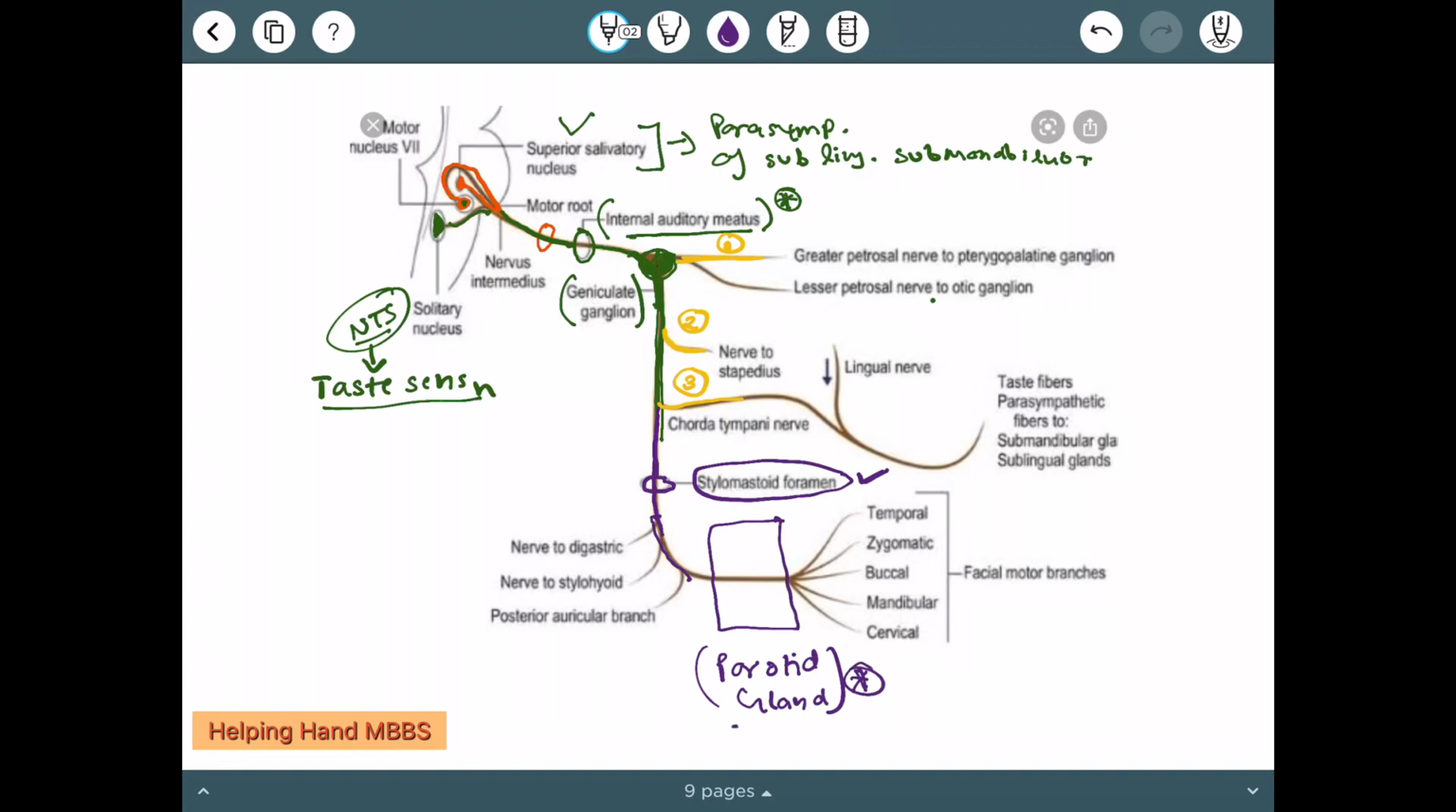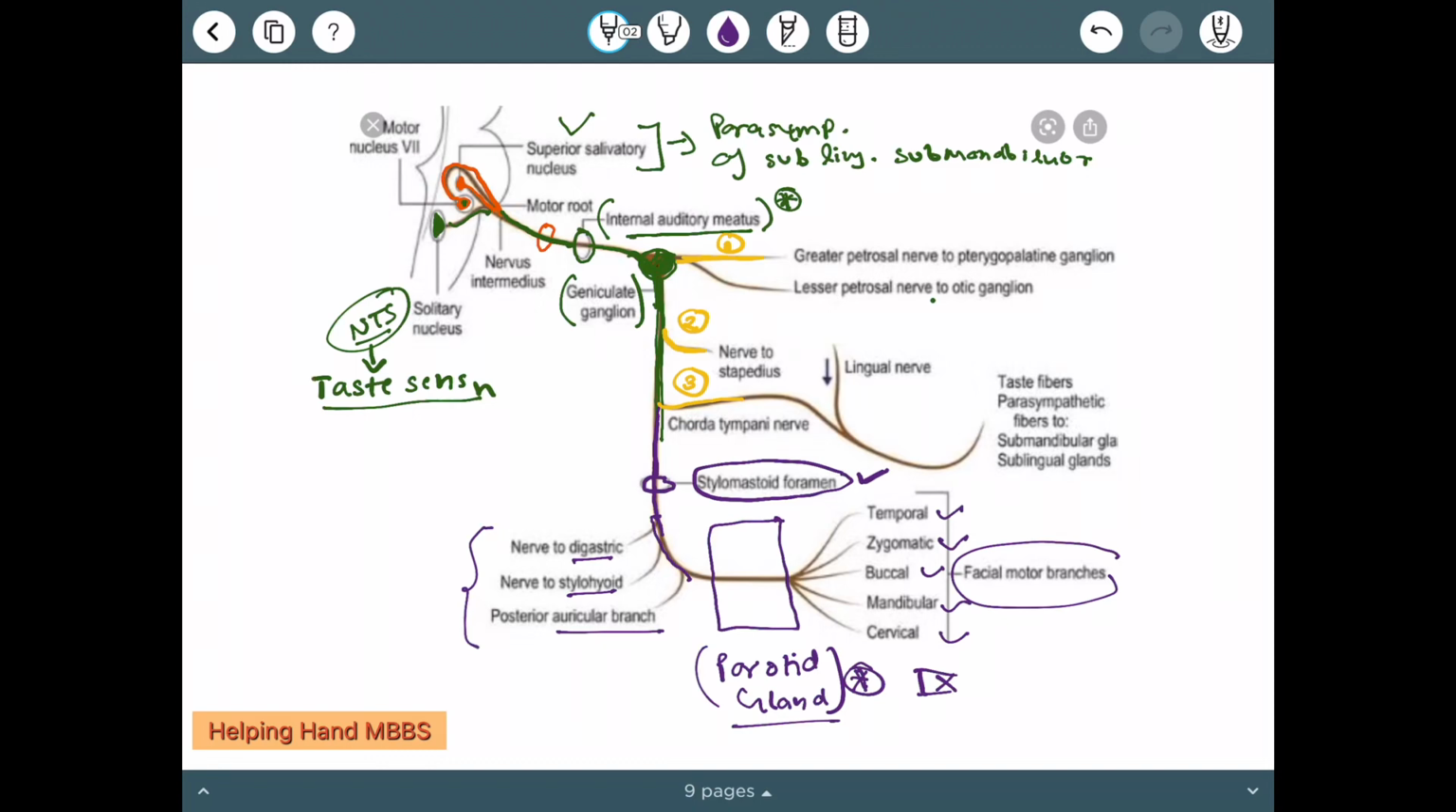You all know that the parotid gland is supplied by our ninth cranial nerve, that is the glossopharyngeal nerve. After entering the face, the facial nerve gives branches to the facial muscles, that is 5 branches on the face: temporal, zygomatic, buccal, mandibular and cervical. You need to mug up all these 5 branches, and it is very easy when we see the diagram to learn them. It also gives a branch to the digastric, stylohyoid and the posterior auricular branch. So these are the branches on the face.